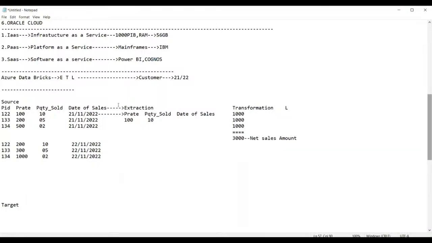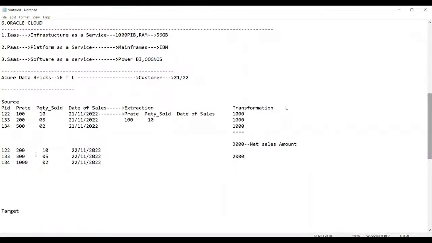So you are doing this under the process of transformation. Now, it is done for the 21st day. What about the 22nd day? Guys, can you tell me? Help me out in this. For the 22nd day, 200 into 10 means what, guys?